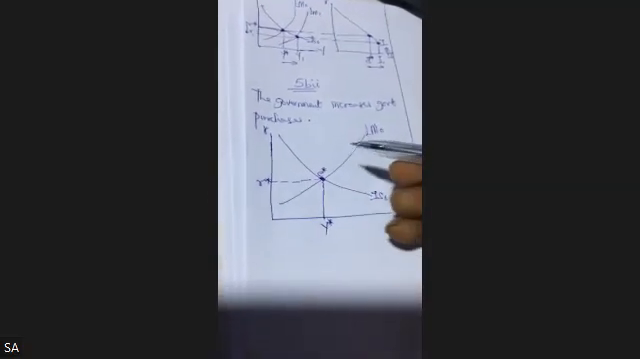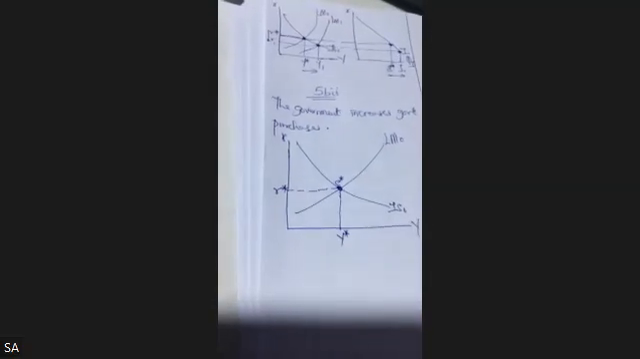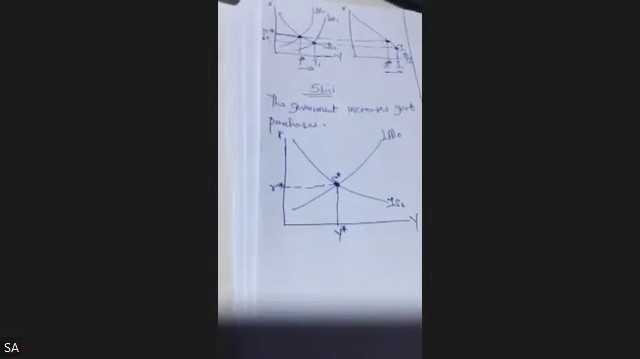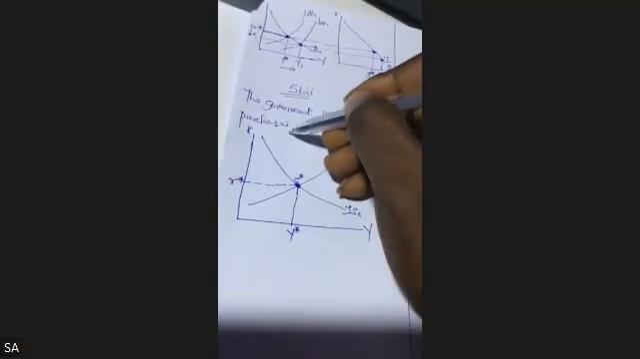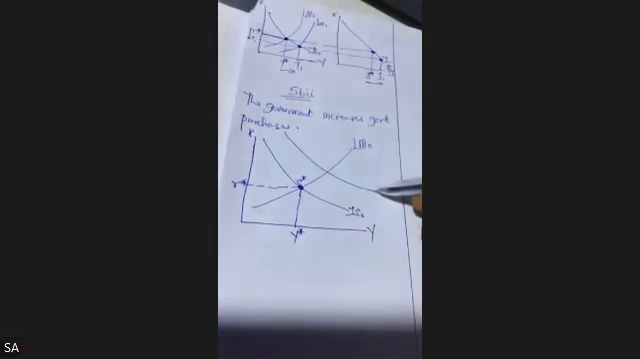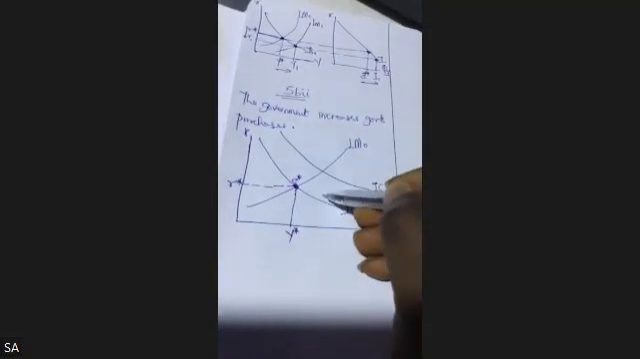When government increases spending, what will be affected? Which of the curves will move? IS. Thank you very much. IS will move upward, because an increase in spending will shift the IS curve upward. So we have IS1. You can see it's an upward movement.